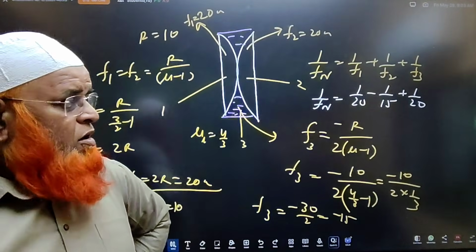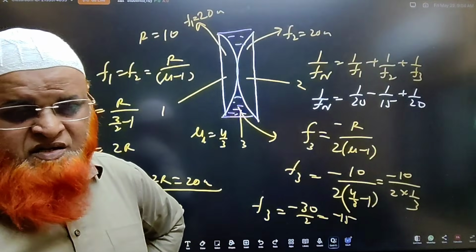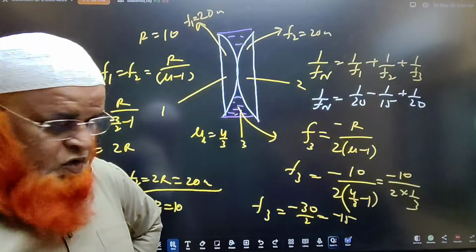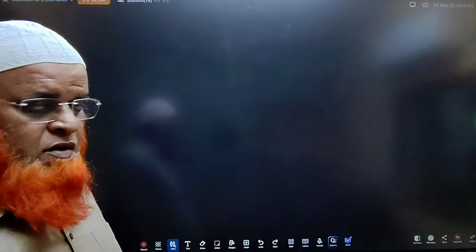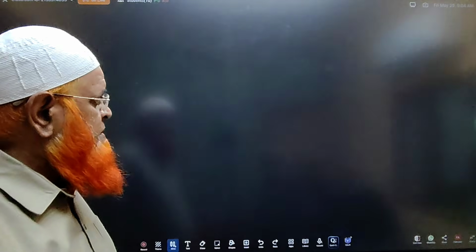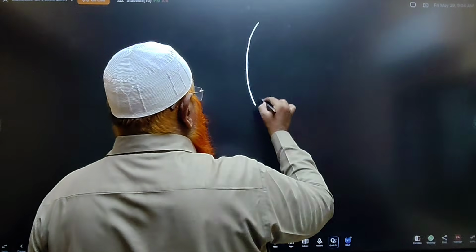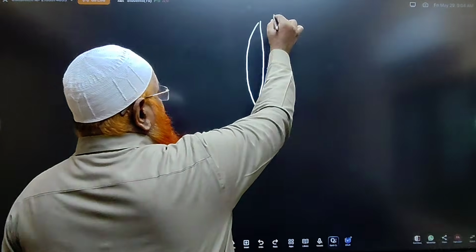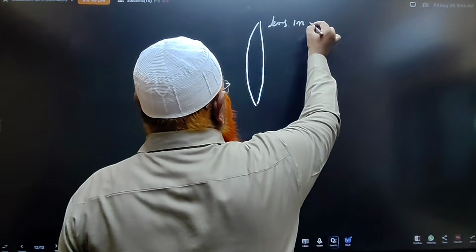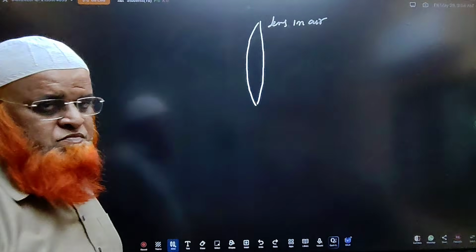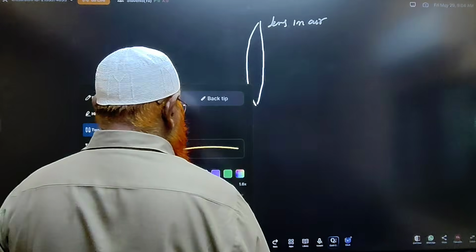Most of the problems given in the previous year questions are based on these lenses. Hope you are understanding what I am saying. Is it clear? Now just see here. One more concept which is very important. I have taken the lens and this lens is kept in air. When the lens is in air, what happens now?